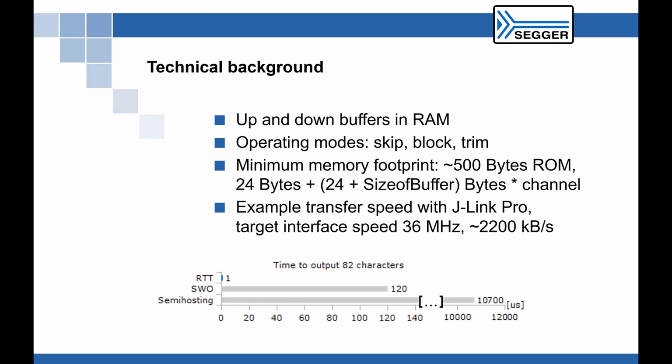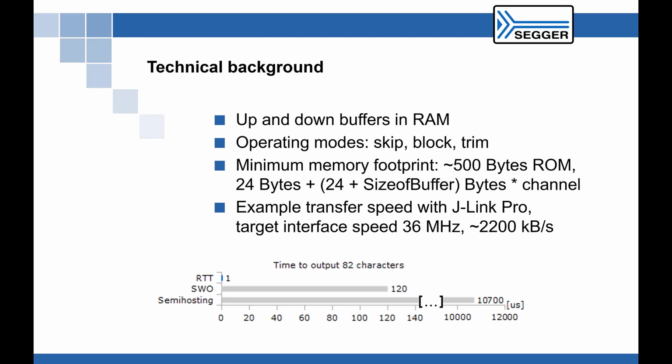So let's dive a bit deeper into the technical background. I said there are up and down buffers, which you put in RAM. We have different operating modes depending on how you want the data to be collected and what happens if one of these buffers overflows. The memory footprint is extremely low, so it will not be a major impact on your whole target application size. And the transfer speeds are also very high. Here's an example setup where it's about 2,200 kilobytes per second. So you can also extract a lot of data there if needed.